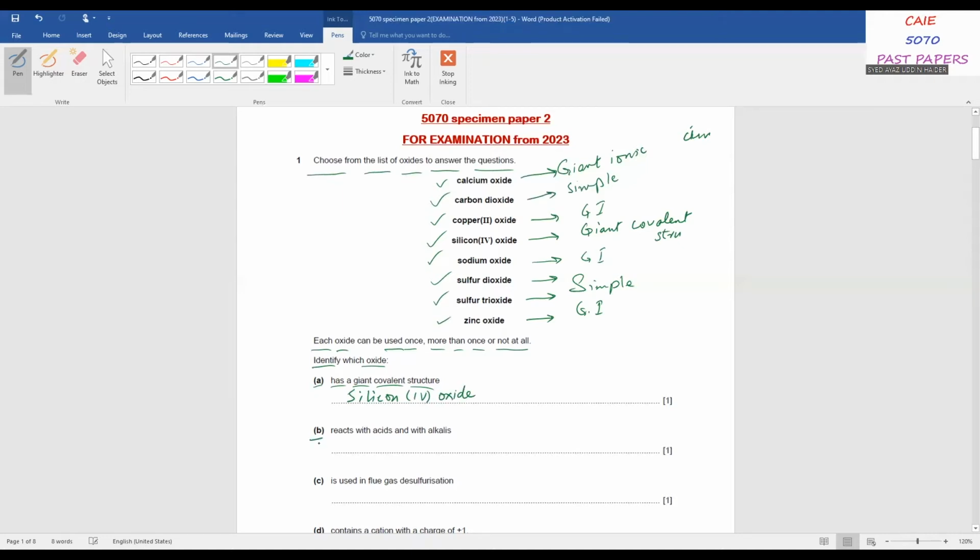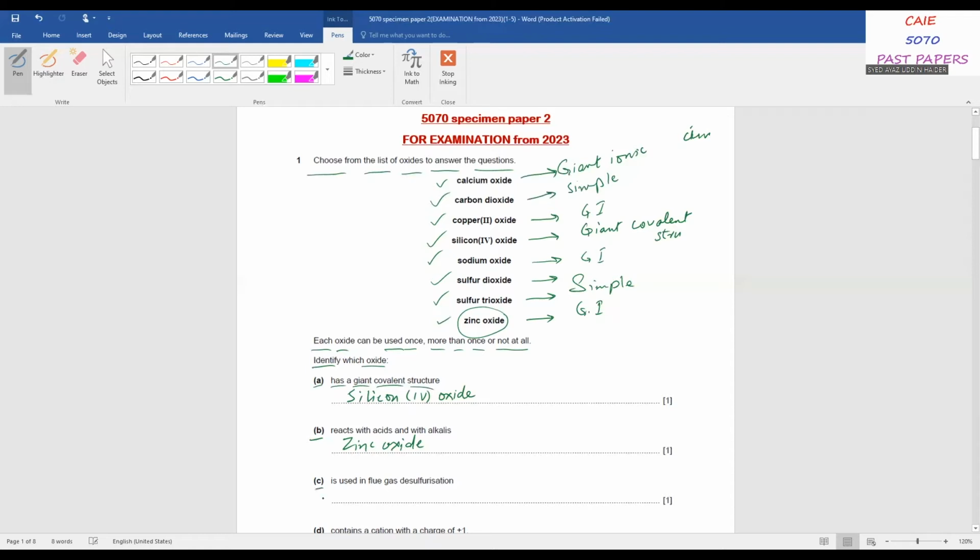Part B, reacts with acids and with alkalis. So this oxide must be reacting with both acids and alkali, and we have only one choice. If you look at all the choices, you have basic oxide, calcium oxide, carbon dioxide, acidic oxide, copper 2 oxide, basic, silicon 4 oxide, acidic, sodium oxide, basic, sulfur dioxide, sulfur trioxide, both are acidic. Zinc oxide is the only choice left. So it's the only oxide which reacts with both acid and alkalis.